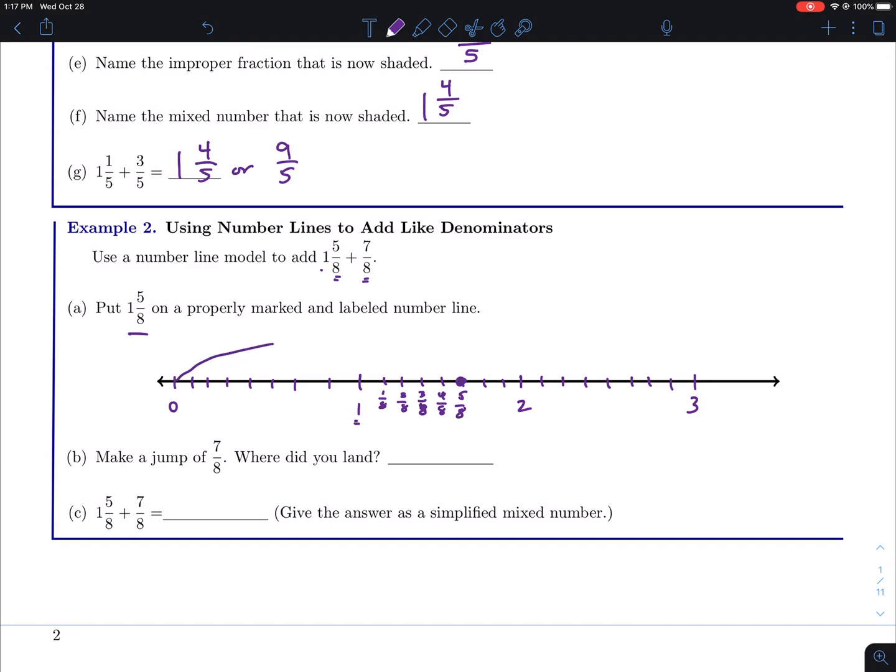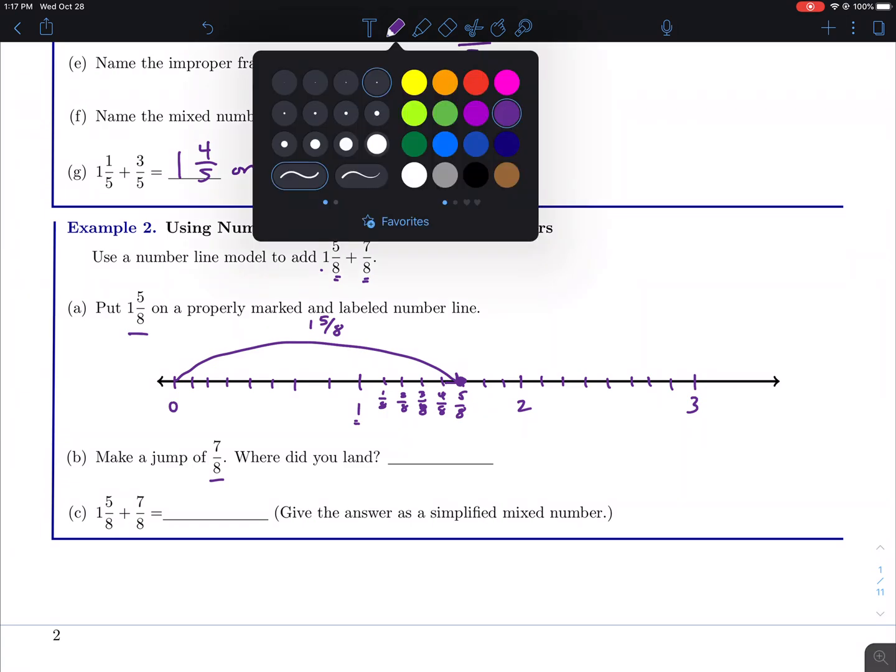So let's start at 0 and jump there. That's our 1 5/8 jump. And now what we want to do is jump a 7/8 jump in this case, starting where we left off with the 1 5/8. Let me use a different color. Let's use this pink.